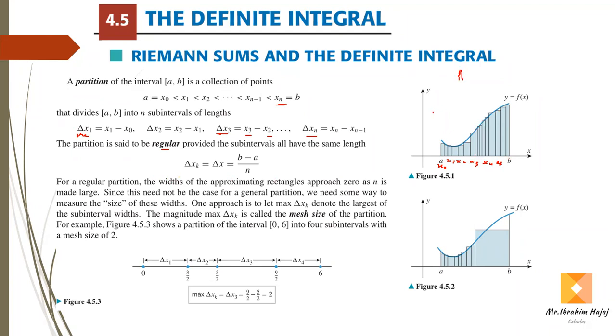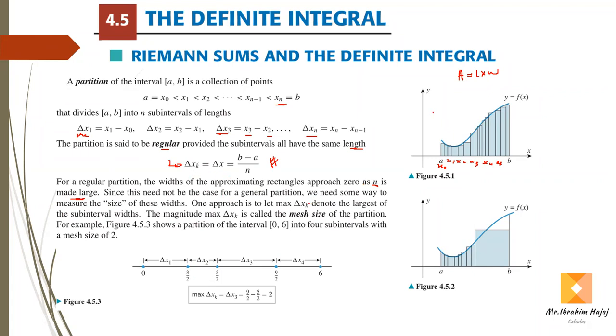Area of rectangle, you know, it's what? Length times width. So I think that your width now is delta xk, such that k is a constant, and they all have the same length. Delta x sub k equals delta x, which is b minus a over n. The widths of the rectangles approach 0 as n is made large. This delta x approaches 0 if n is very, very large.